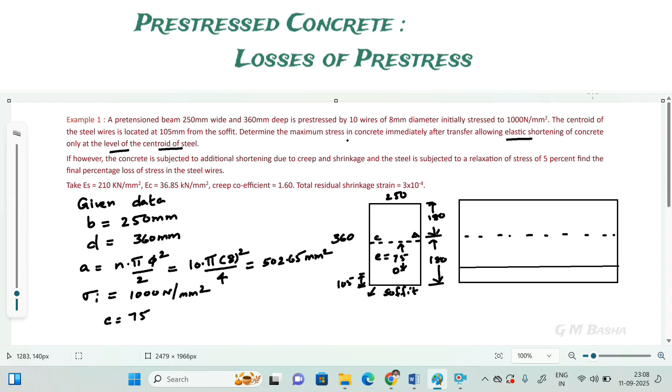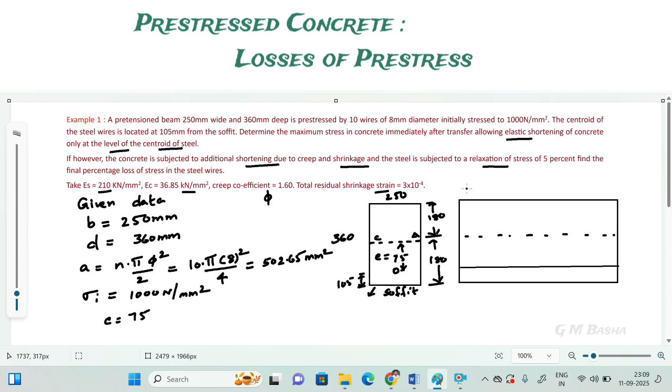So first you can find out the stress in the concrete. After that consider the elastic shortening in the concrete. Then again additional shortening due to creep, shrinkage, and relaxation. You have to consider all these, including these four losses. So the standard data will be given. Es will be 210 kilonewton per mm square, Ec will be 36.85 kilonewton per mm square. Elasticity of steel is 210. Creep coefficient phi will be given as 1.60. Residual shrinkage strain will be given as 3 into 10 to the power of minus 4.